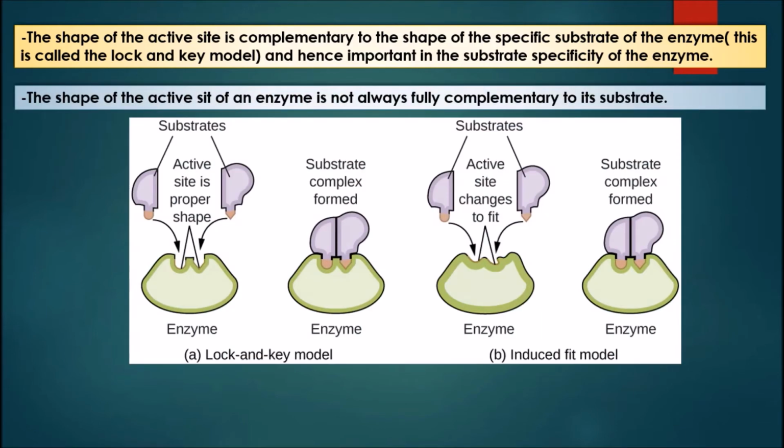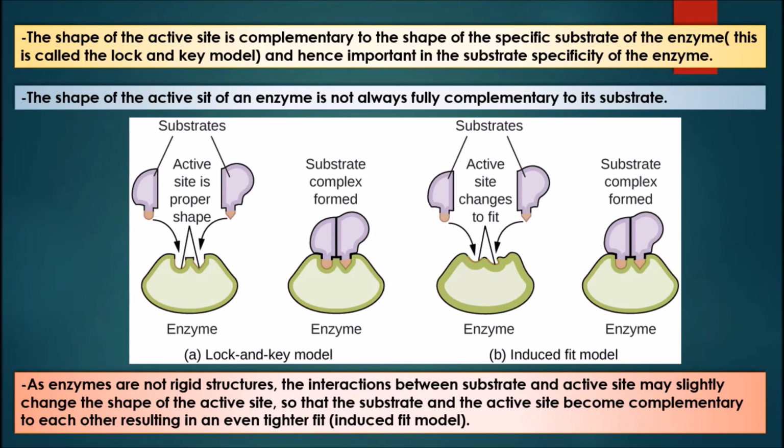The shape of the active site of an enzyme is not always fully complementary to its substrate. As enzymes are not rigid structures, the interactions between substrate and active site may slightly change the shape of the active site so that the substrate and the active site become complementary to each other, resulting in an even tighter fit. This adjustment of the enzyme is called the induced fit mechanism.